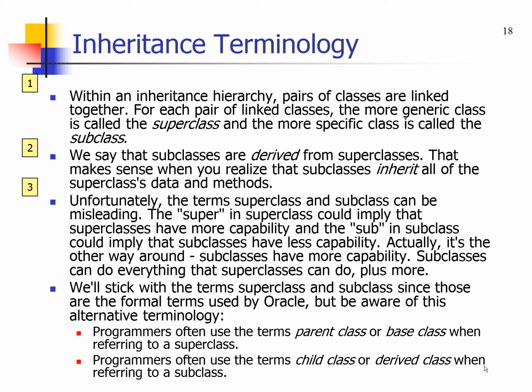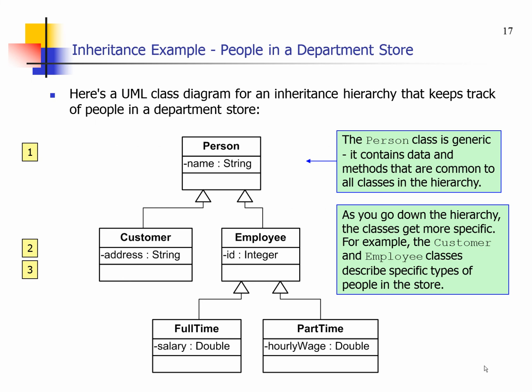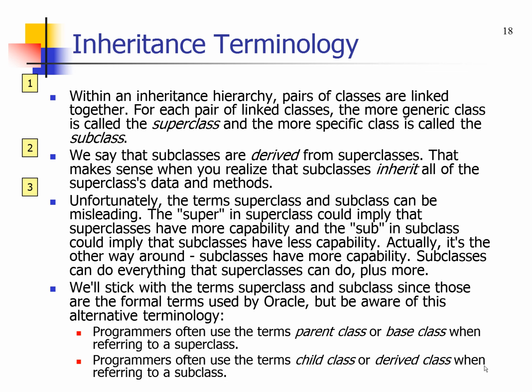Okay, so let's talk about some of the different terminology in here. It says with inheritance, for each pair of linked classes, the more generic class is called the superclass, and the more specific is called the subclass. So looking at this example, the person at the top is the very generic, so that would be the superclass, and the customer would be the subclass. It says the subclasses are derived from the superclasses. They inherit all the capabilities of them. Unfortunately the terms superclass and subclass can be misleading. Super, as in superclass, can imply that superclasses have more capability. No, that's not true. But that's just how it works.